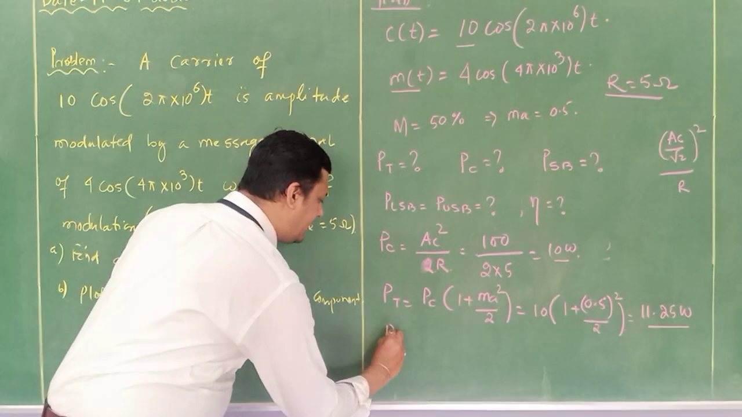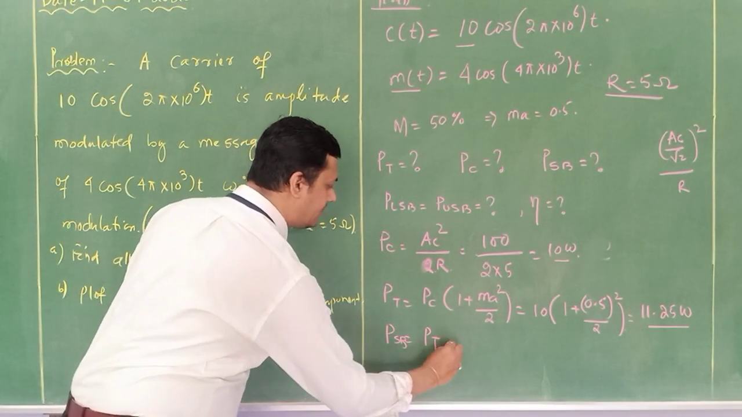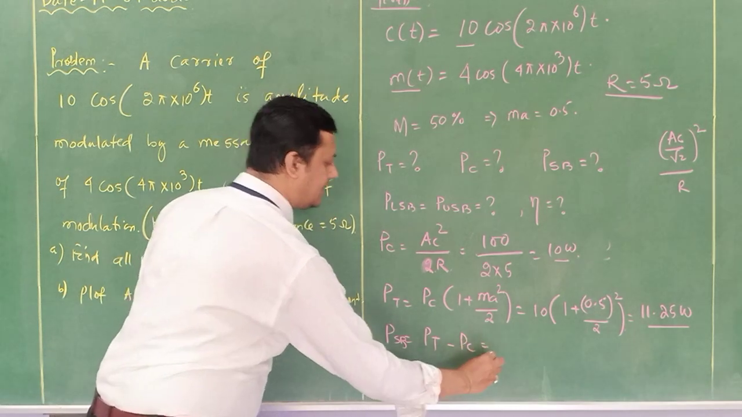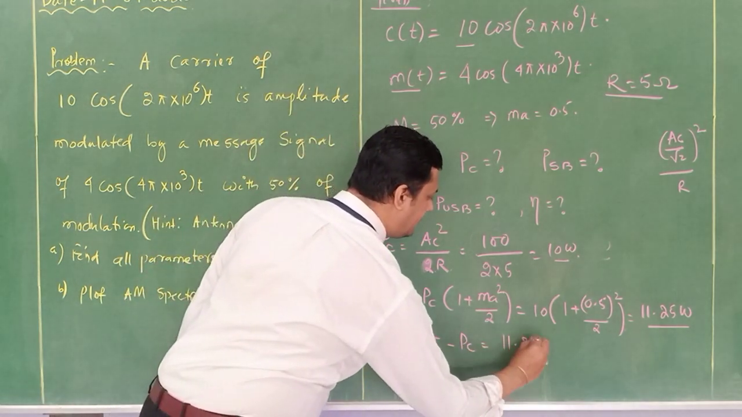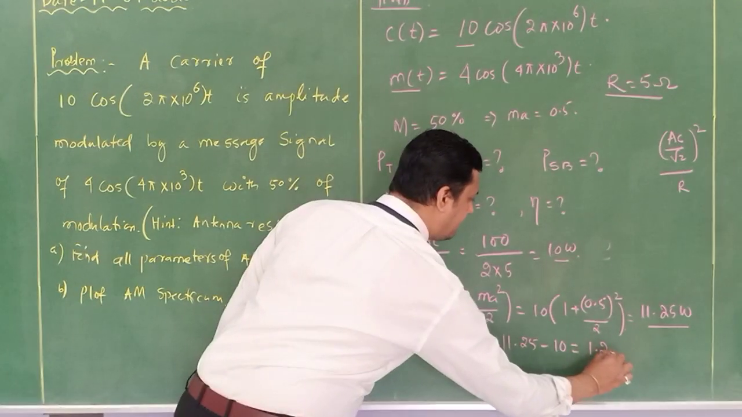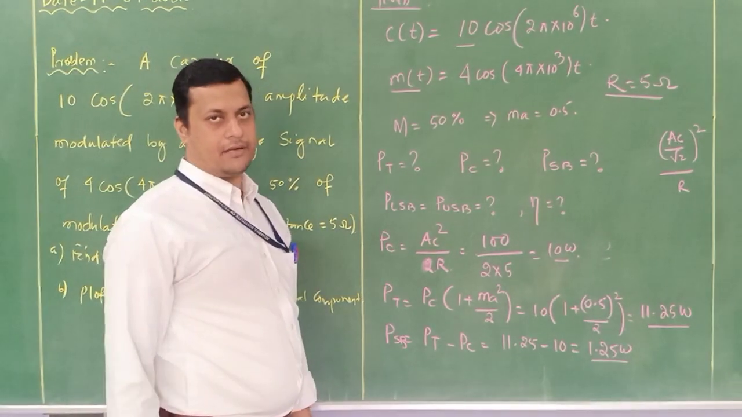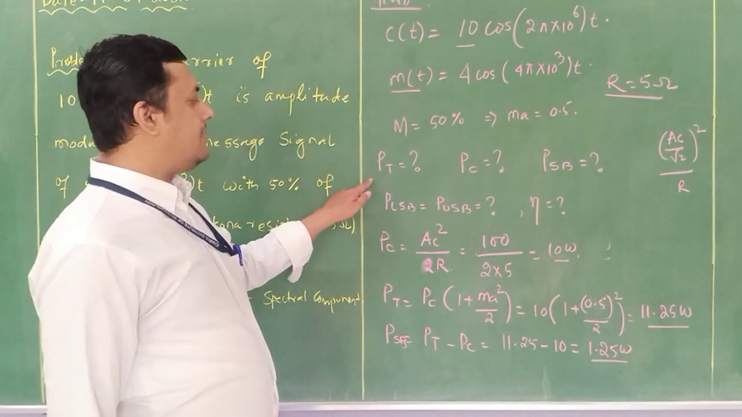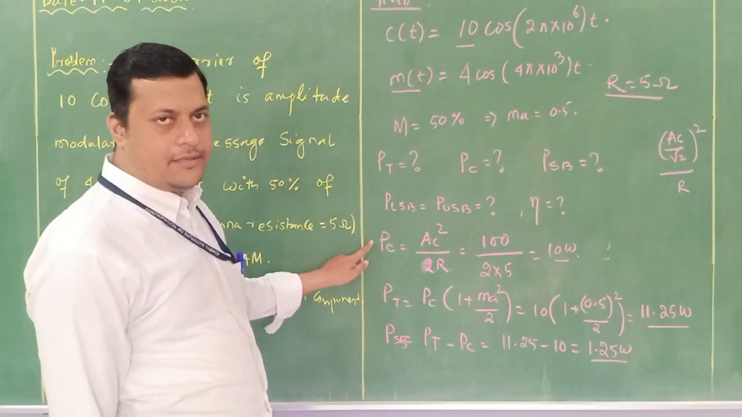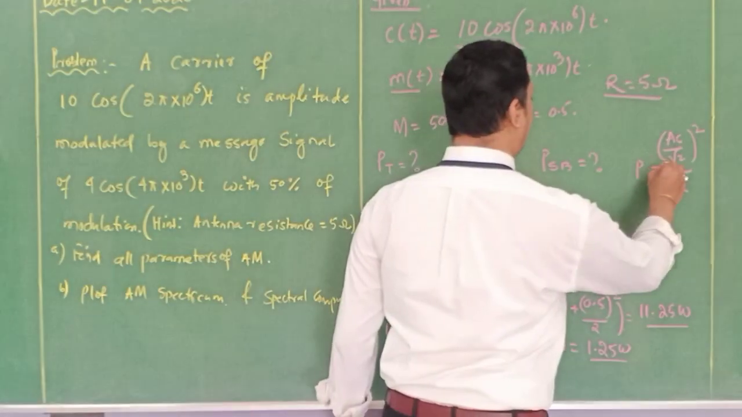So my sideband power PSB is equal to PT minus PC. So PT is 11.25 and PC is 10 watt, so it is 1.25 watt. So this is the sideband power. Okay. So first we have identified the carrier power with the help of this antenna resistance. Okay. This is the power relations.